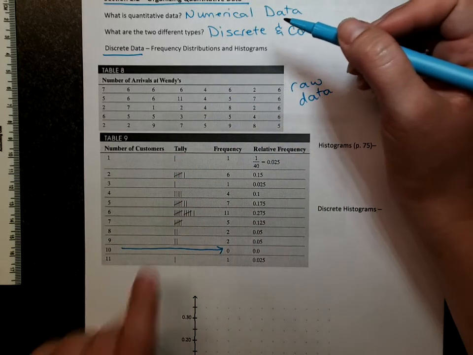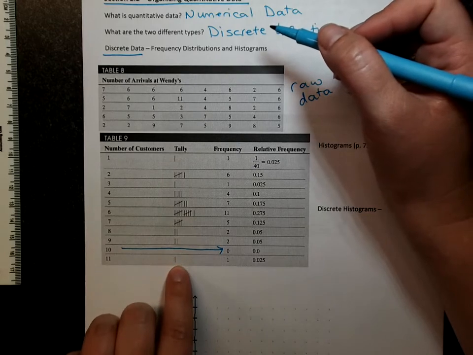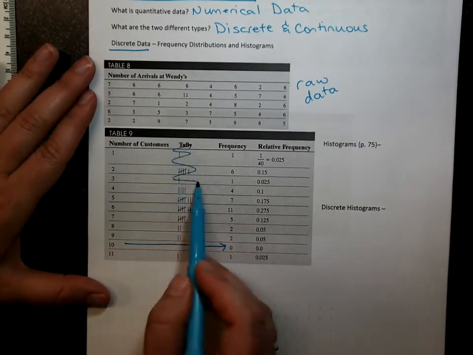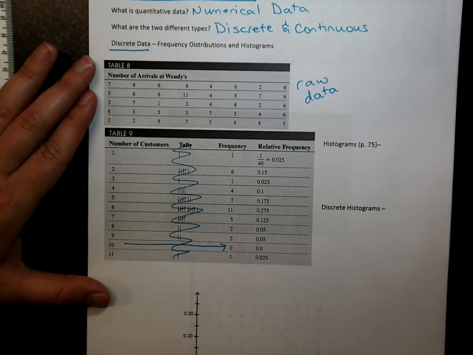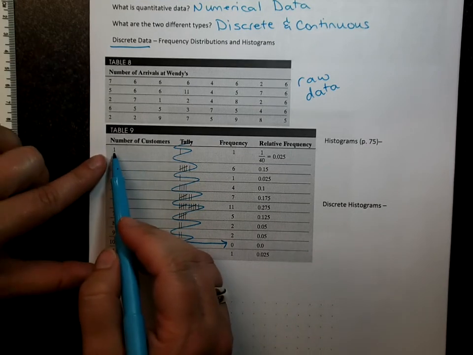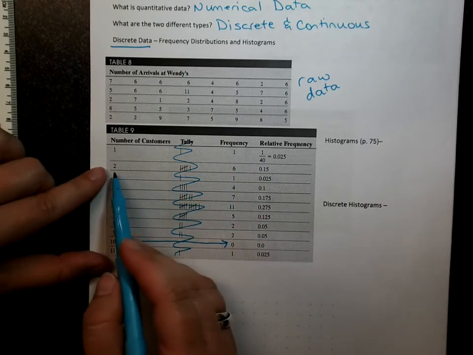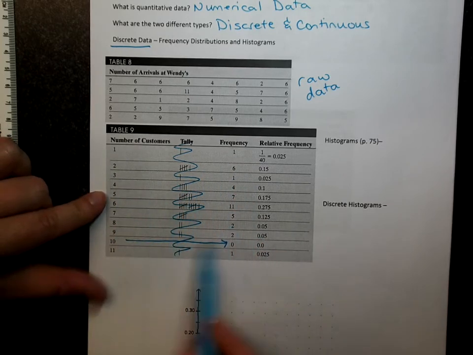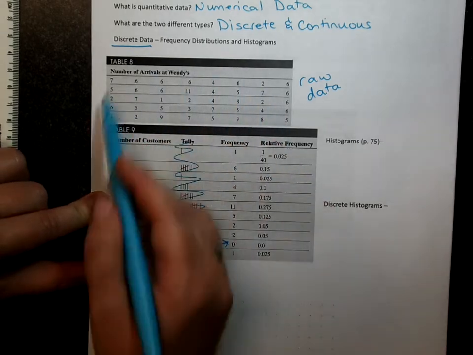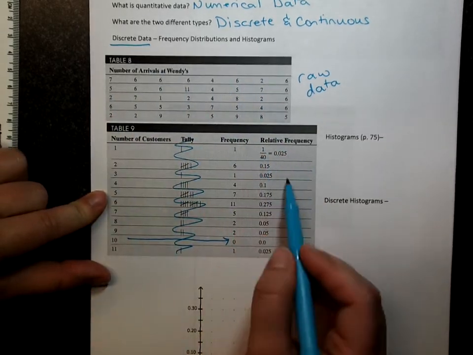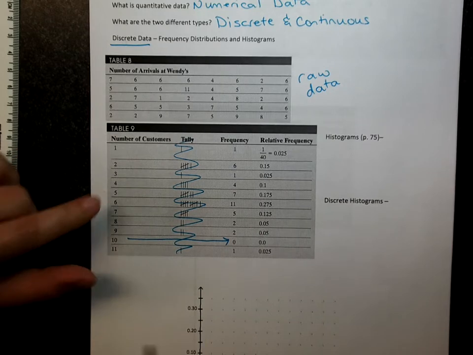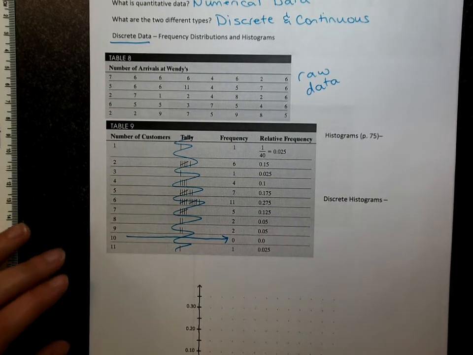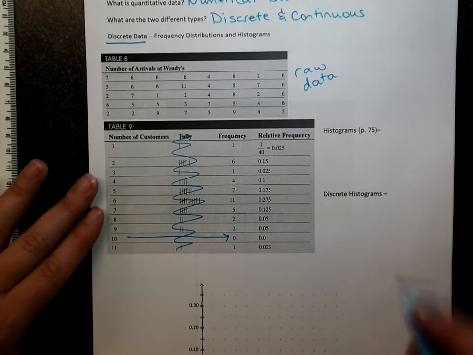Your textbook talks about tally marks. I've learned that not all students understand tally marks, so if that's not your thing, don't worry about it. We're just counting up how many times did 1 occur, how many times did 2 occur, how many times did 3 occur. So they've already counted up the frequency of each number of arrivals, and they've already calculated our relative frequency for us.